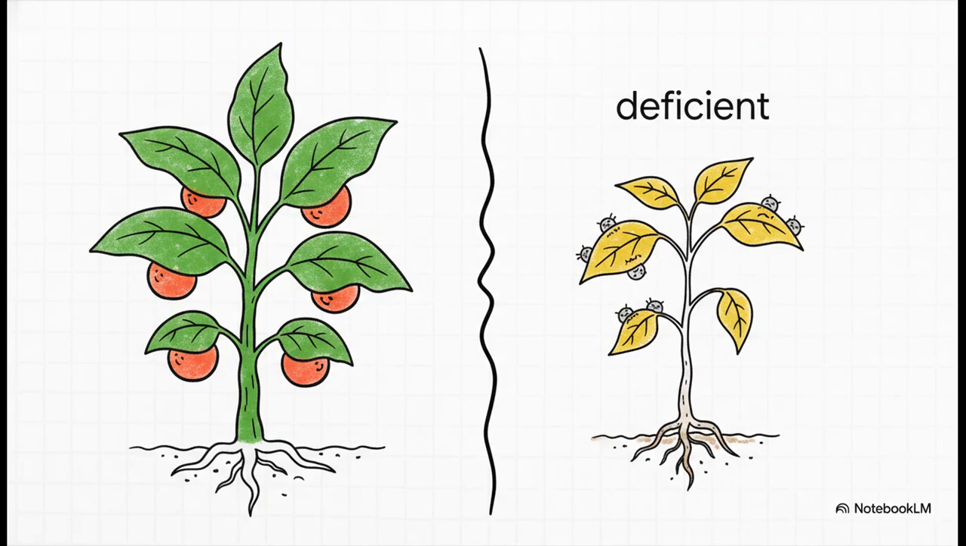Now, what do you think happens if a plant doesn't get enough of these nutrients? Well, it leads to what we call a deficiency. It's just like when we don't get enough vitamins in our food, we can become weak or fall sick. The same thing happens to plants. They show poor growth, they become much more likely to catch diseases, and most importantly for us, they produce less food. This means lower crop yields for the farmer.